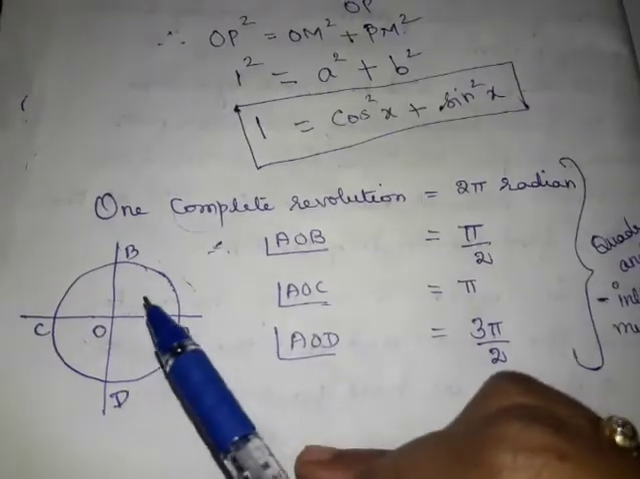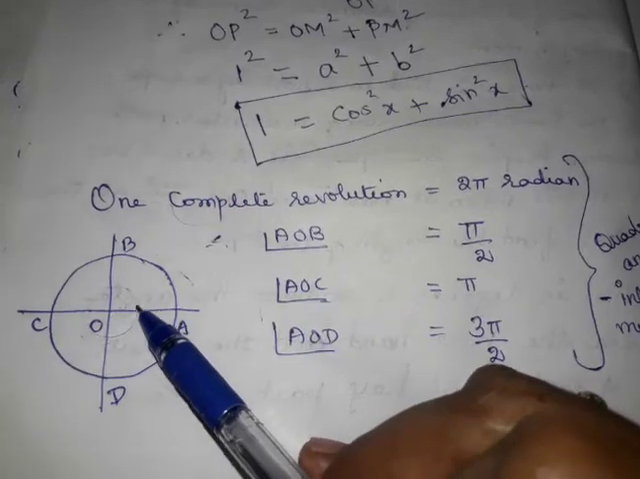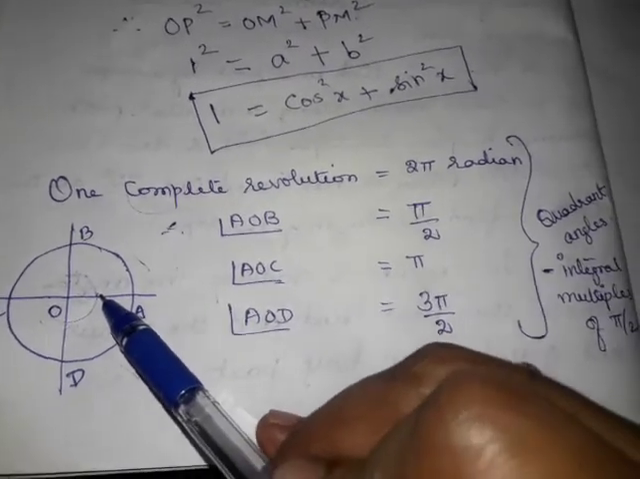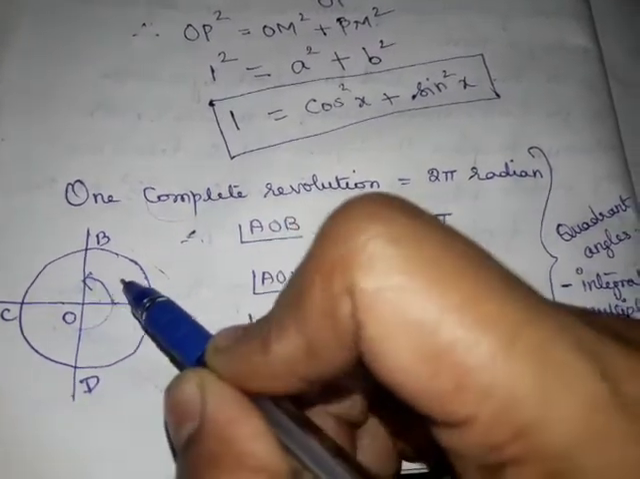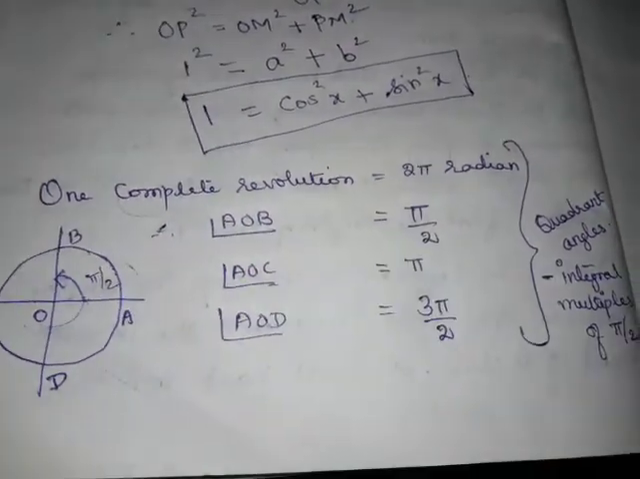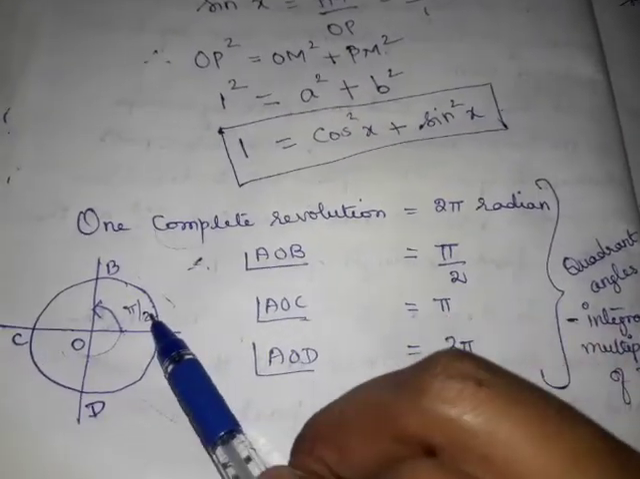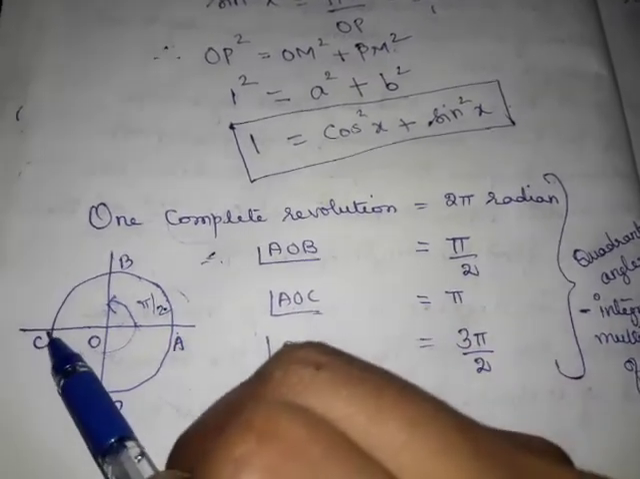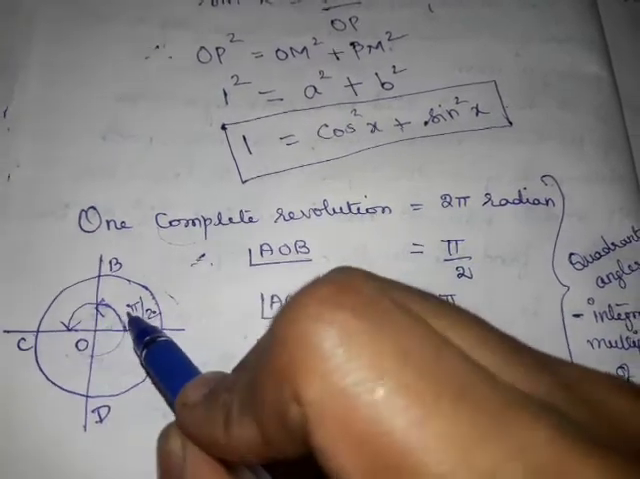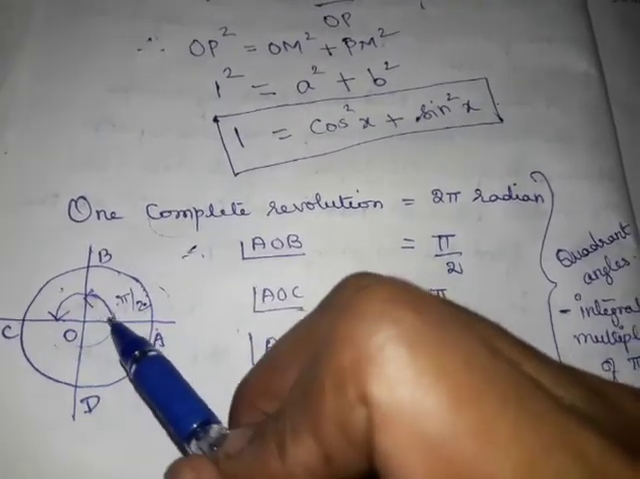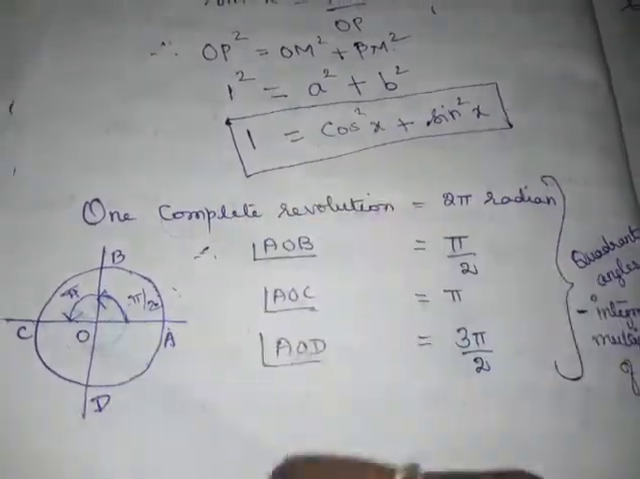Now see, one complete revolution is 2 pi, that we know. From here to here is 2 pi, that we know already. Now therefore AOB till this, how much angle is this? Pi by 2. We know 90 degree is nothing but pi by 2 in radian measure. So this is pi by 2. And what is AOC? AOC means from here to here. This is pi by 2, this is another pi by 2. Or else in degree measure we will say 180 degree. In radian measure we will say it's pi.